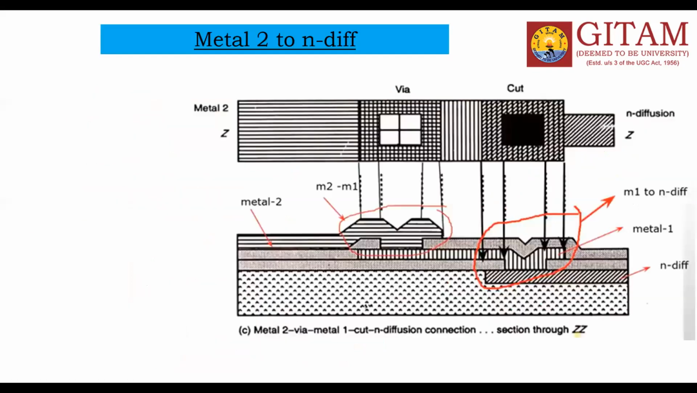One more thing is metal to N diffusion. As I told you already, I explained this one. We cannot make a direct connection between the metal 2 and the diffusion, maybe N diffusion, maybe P diffusion or poly, whatever it may be, because it goes from metal 2 to metal 1, then metal 1 to the N diffusion. So this is the metal 2, and this is the N diffusion.